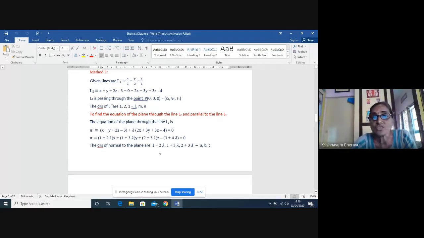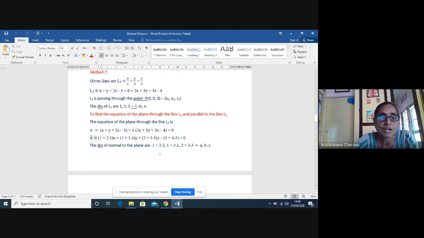Now the second line is in unsymmetric form. To find the shortest distance between these two lines, the very first step is to find a plane passing through the line L2 and parallel to the line L1. That's what I put as the heading: we are now finding the equation of the plane through the line L2 and parallel to the line L1.